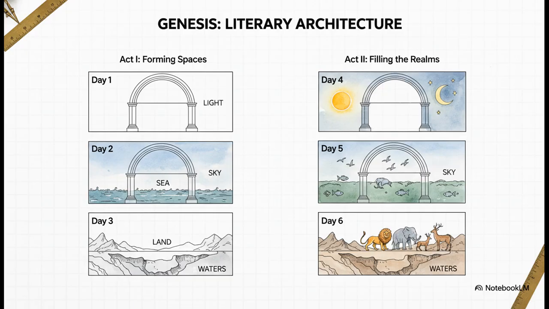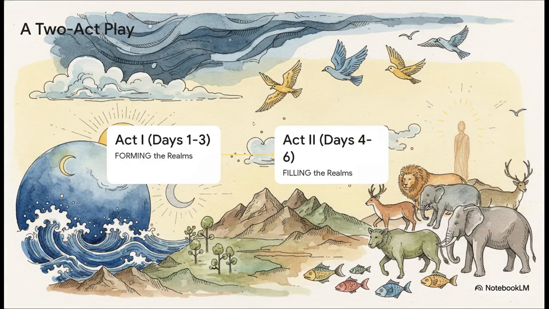We have to stop reading Genesis 1 like it's a modern science report and start seeing it for what it is, an incredible piece of literary architecture. The author deliberately set up the 6 days of creation into two perfectly parallel halves. The best way to think about it is like a two-act play. In Act 1, that's days 1 through 3, God creates the great domains of the cosmos. He's essentially building the stage.